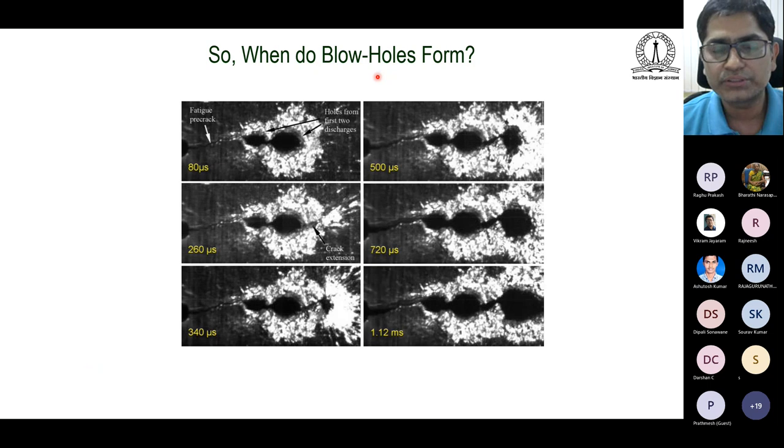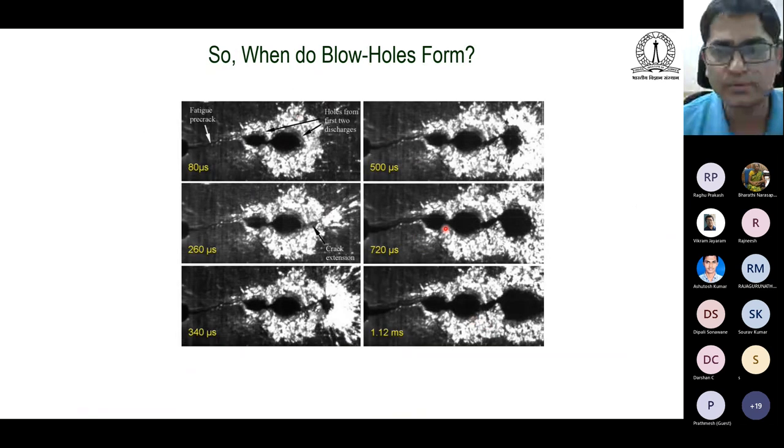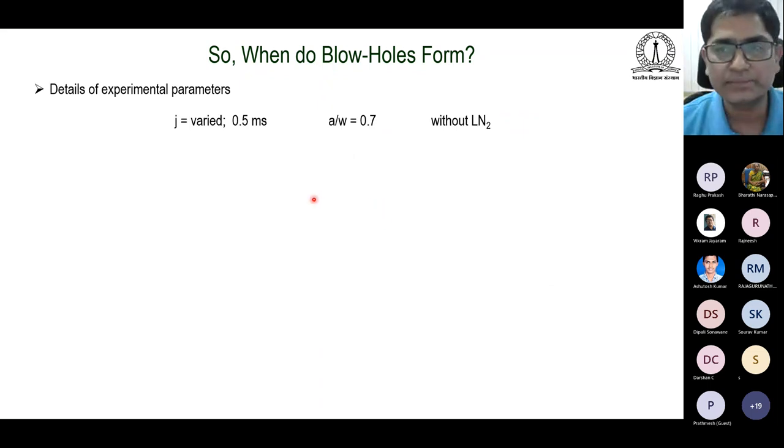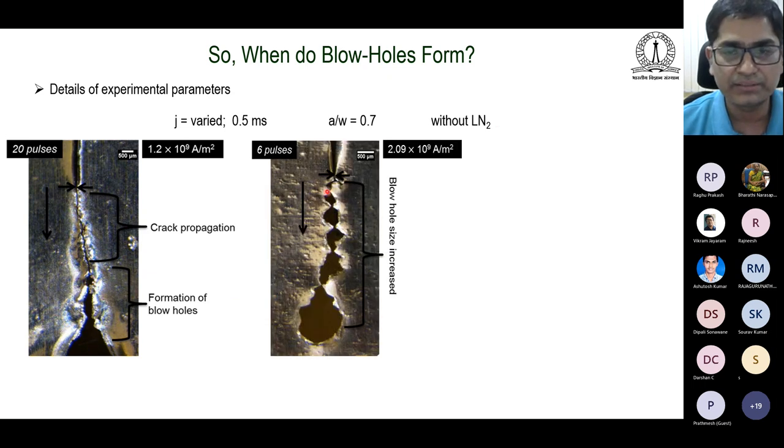Now we can come back to this question: we saw that the crack in our samples grew even at room temperature, fairly smoothly without much of the blowhole formation. Then we can ask this question: why do we form these blowholes? This is from Professor K. Ravichander's work that I showed you in the beginning. And what we did in this case was we just continued to do these experiments that I showed you earlier, for a much longer length. So this is without liquid nitrogen. And as we continue the crack growth, when the crack becomes long, then we start to see these blowholes form, as you can clearly see from these pictures.